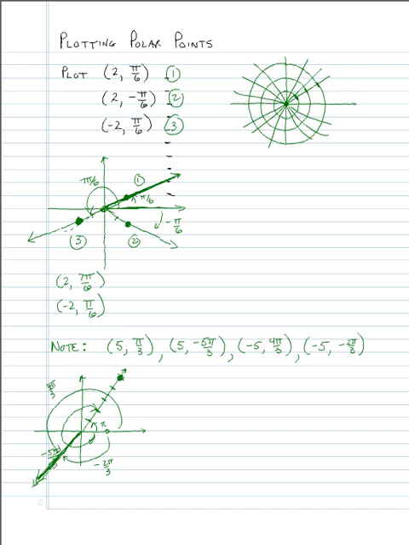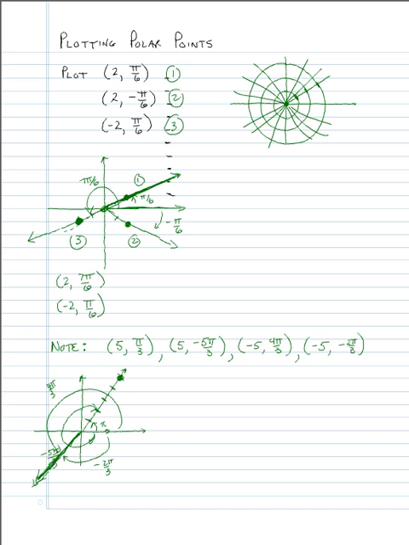Now with rectangular coordinates, an x comma y is unique. There's not two x comma y's that give us the same location. But with polar coordinates, there's an infinite number of ways by just changing our angle. Going around multiple times would be another way to get to that position.